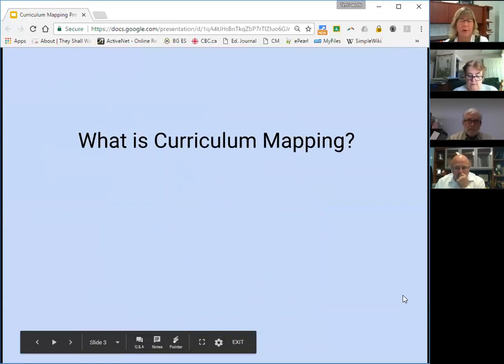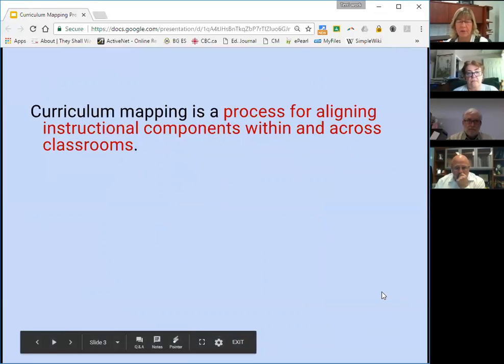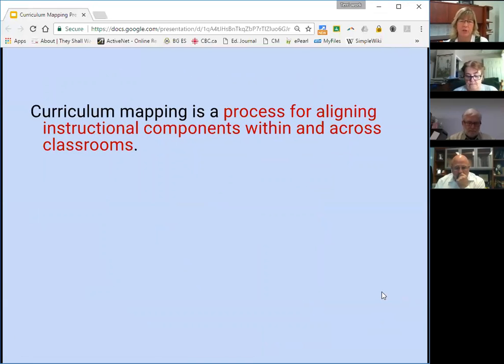I guess really the question is, what is curriculum mapping? Curriculum mapping is really a process that aligns all of the instructional programs, not only within a classroom, but it can also align them across classrooms when you're working within a school.